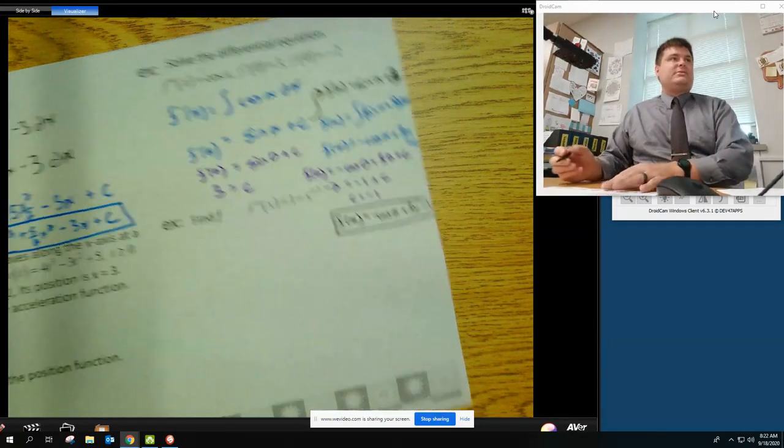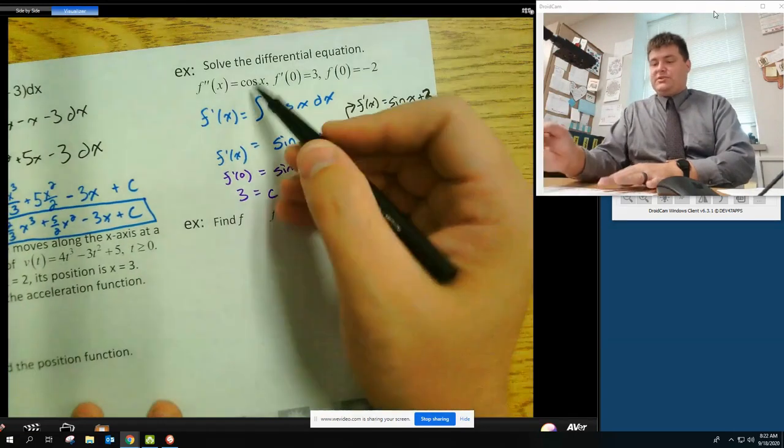And there you go. So if you were to take the derivative of this twice, you will end up with just plain old cosine.